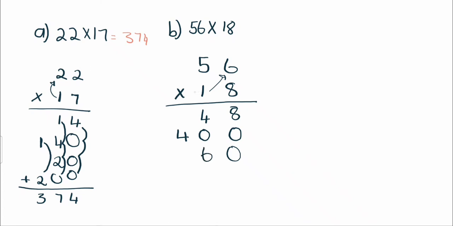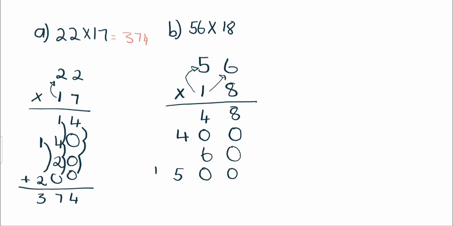Next, we have 10 times 50. Right? 10 has a placeholder. 50 has a placeholder. So all we need to do is say 1 times 5. And that will give us 5, which checks out because 10 times 50 is equal to 500.